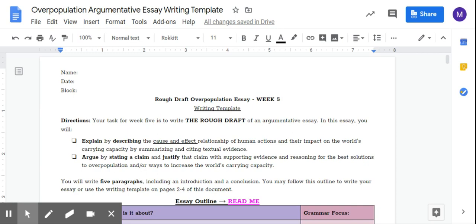In this essay, you will, and these are the focus language goals, explain by describing the cause and effect relationship of human actions and their impact on the world's carrying capacity by summarizing and citing textual evidence. Additionally, your second focus language goal is that you will argue by stating a claim and justify that claim with supporting evidence and reasoning for the best solutions to overpopulation and or ways to increase the world's carrying capacity.